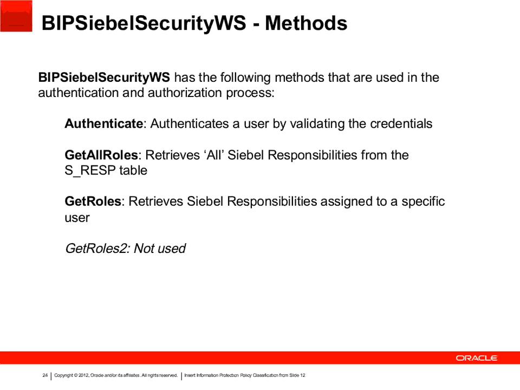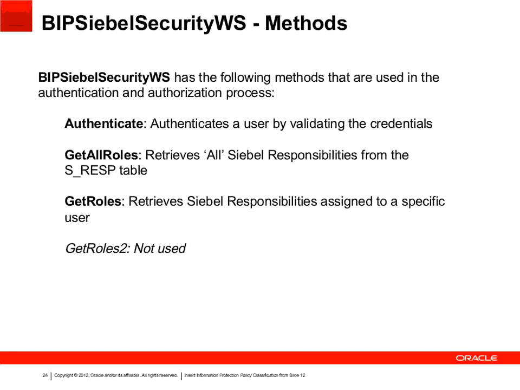As discussed, the BIPSiebelSecurity web service uses various methods to verify a user placing a reporting request. Those methods are authenticate, getAllRoles, and getRoles2. Execution of all these methods will happen one after the other, starting with the authenticate method. The authenticate method authenticates the user by validating proper credentials.